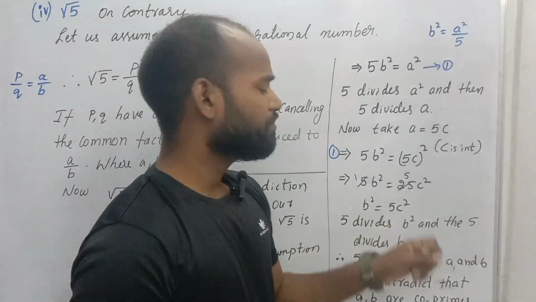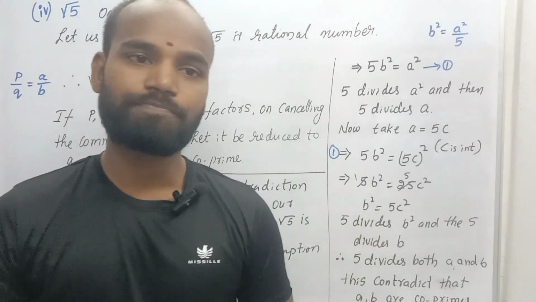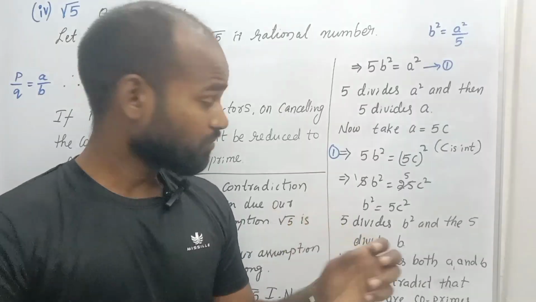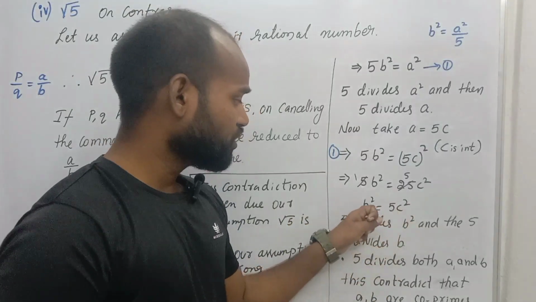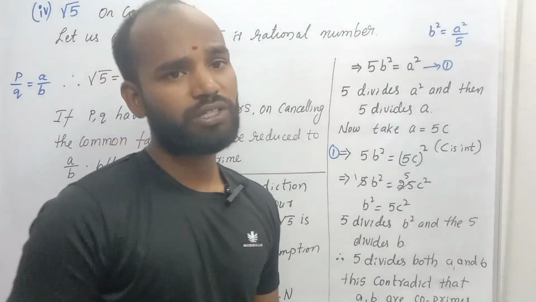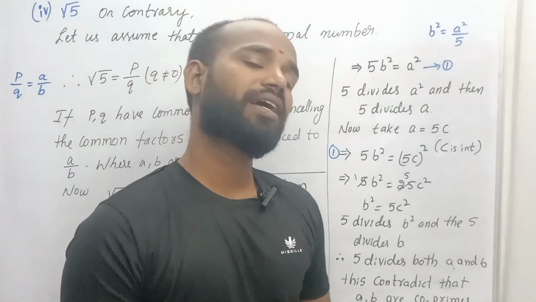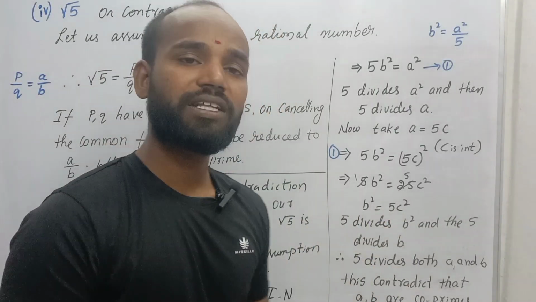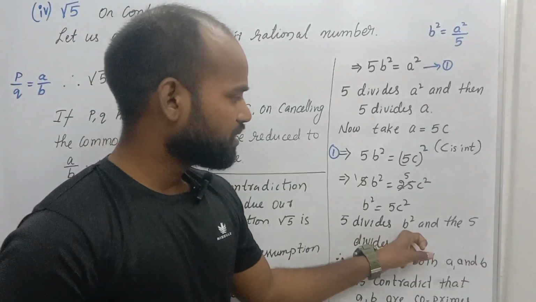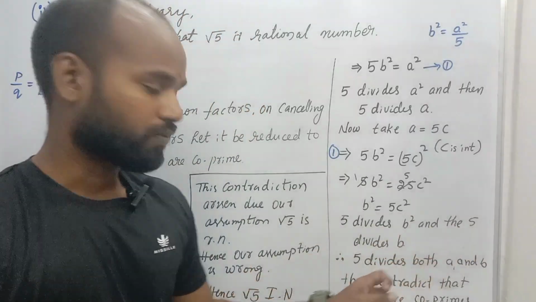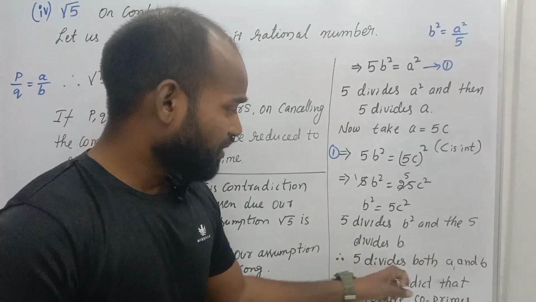What is meant by b square equals 5c square? It is nothing but 5 dividing b square. Then if 5 divides b square, at the same time it will divide b also. 5 divides b square and then 5 divides b also. Then 5 divides both a and b.